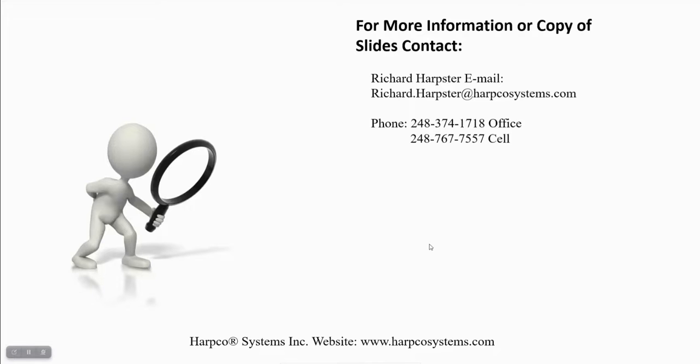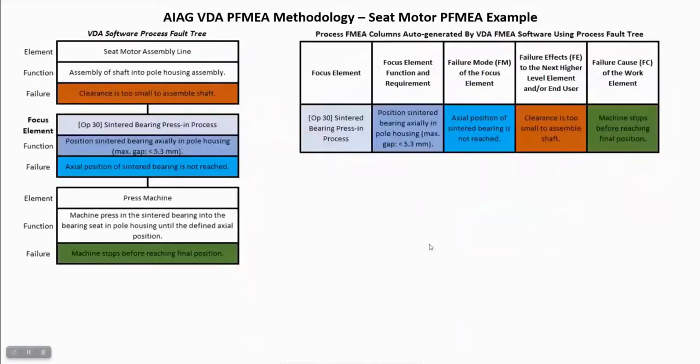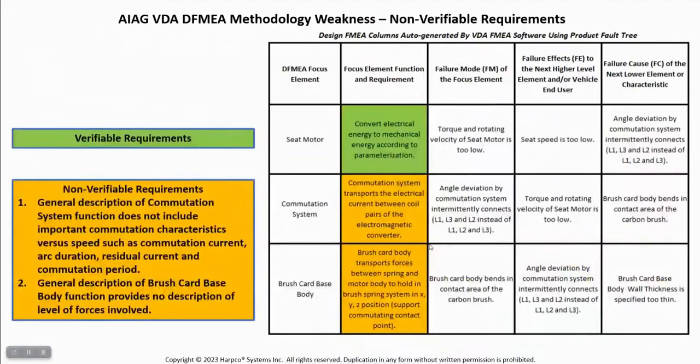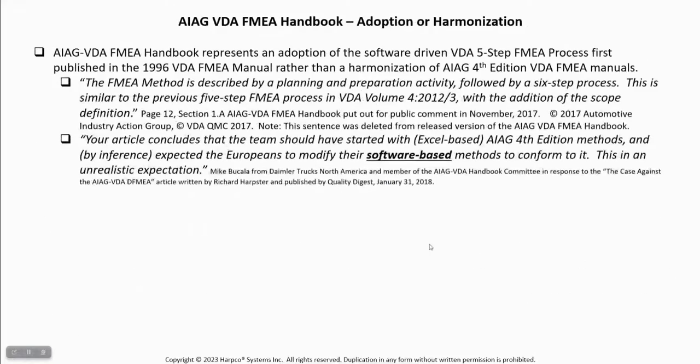You know, the comment about, if I go way back to slide 1, Mr. Bucola's statement, he said, your article concludes that the team should have started with Excel-based 4th edition methods and expected the Europeans to modify their software-based methods, okay? This isn't a handbook. This isn't something that somebody wrote down that people are trying to follow, okay? If you use AIAG VDA, this method is based on software.